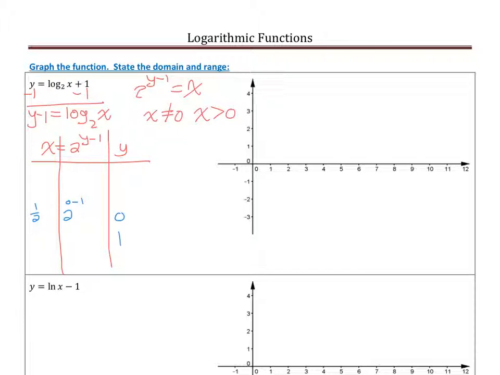And y equals 1, that would be 2 to the 1 minus 1. That's 2 to the 0. Anything to the 0 exponent is 1. And we have 2 to the 2 minus 1. That's 2 to the 1, which is 2.